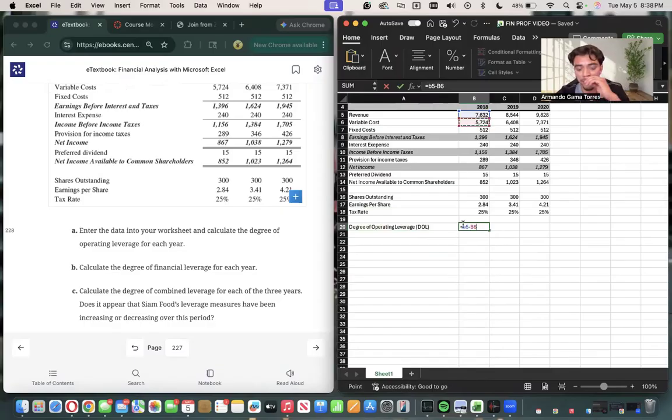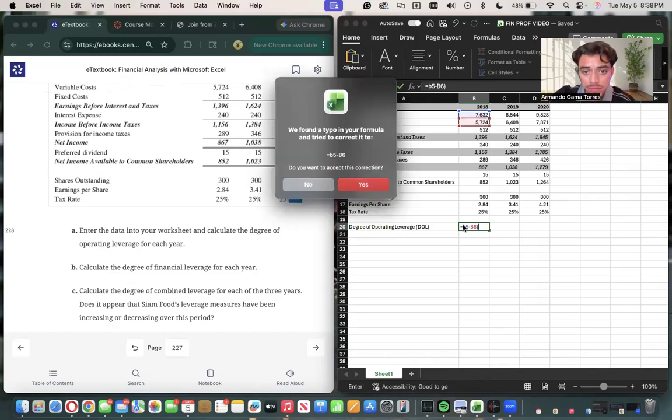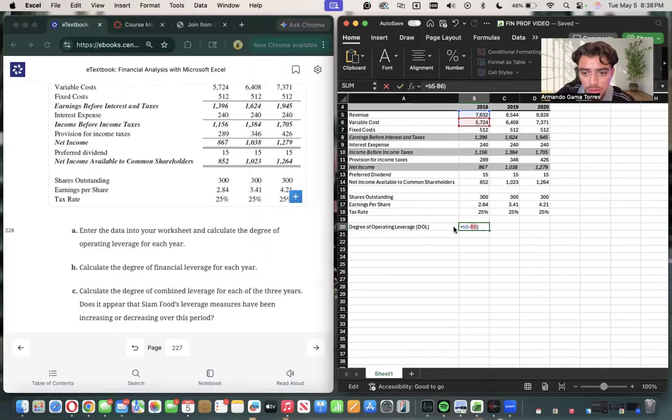So revenue minus variable cost, and then that minus the fixed cost, and then we're going to divide that by our EBIT. And that's going to give us our degree of operating leverage, which is 1.366 for 2018. And we just go ahead and drag that over, and we can get the next 2 years solved.